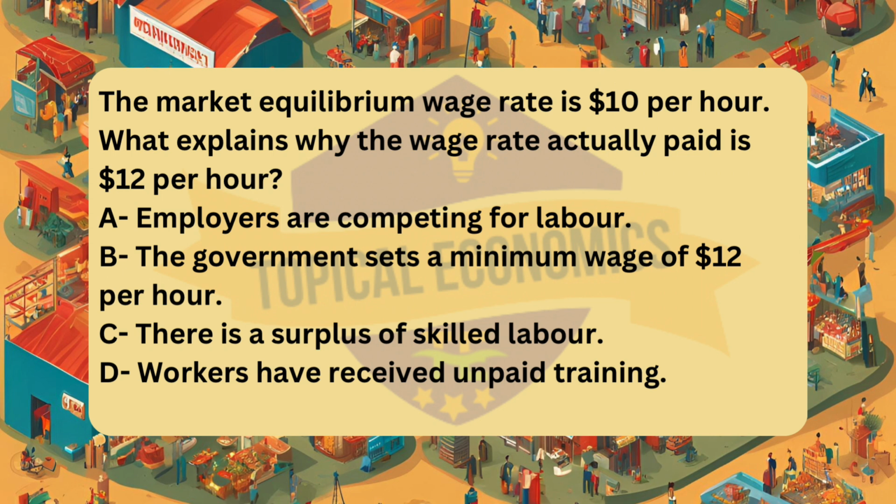A minimum wage is a legally mandated lowest wage that employers are required to pay workers. If the government sets the minimum wage at $12 per hour, then employers must pay at least this amount, even if the equilibrium wage rate in the market is lower, for example, $10 per hour. This results in a wage rate that is higher than the market equilibrium rate.